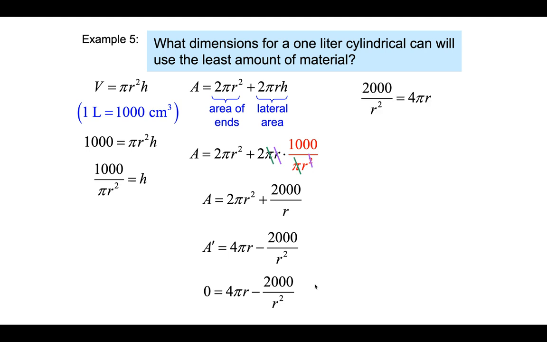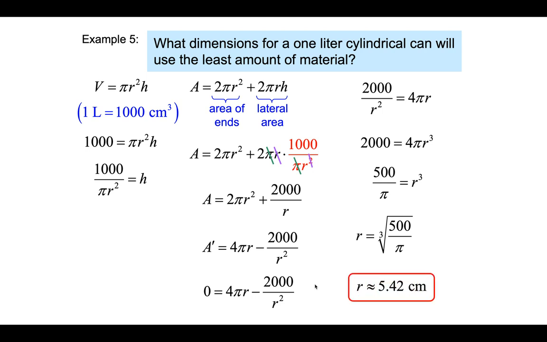Okay, so we want to solve where the first derivative of the area is equal to 0. So let's add the 2,000 over r squared to both sides. And then let's multiply both sides by r squared. And so now we need to divide both sides by 4 pi, and that's going to give us 500 over pi, and that's going to equal r cubed. So we take the cube root of both sides, and we get that the radius should equal the cube root of 500 divided by pi. And so an approximation of that is going to be 5.42 centimeters.